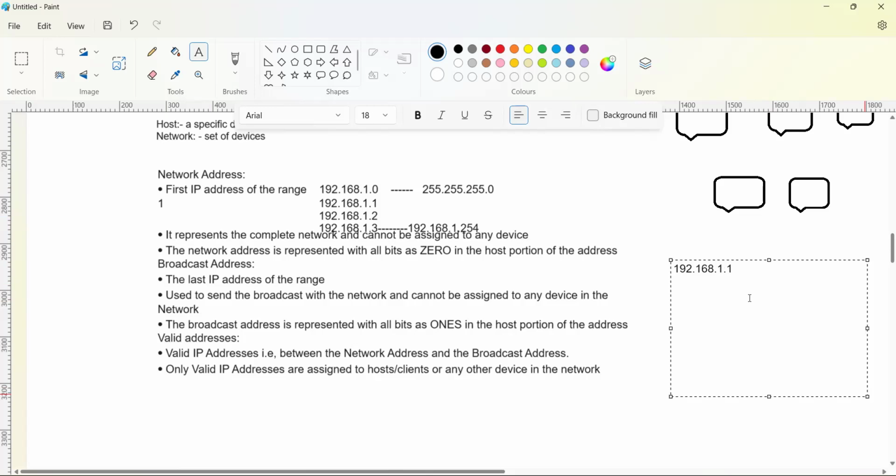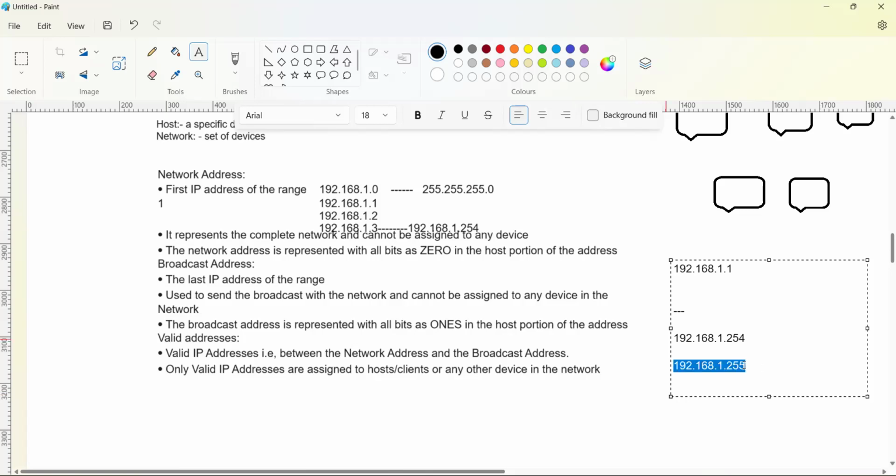192.168.1.1. This is the first IP address. And the last usable one is 192.168.1.254, and the last IP address is 192.168.1.255. This is the broadcast IP address. This is the last IP address.